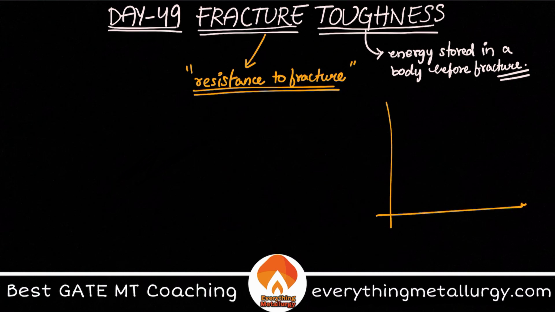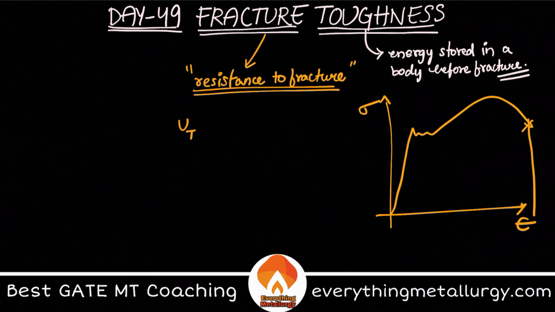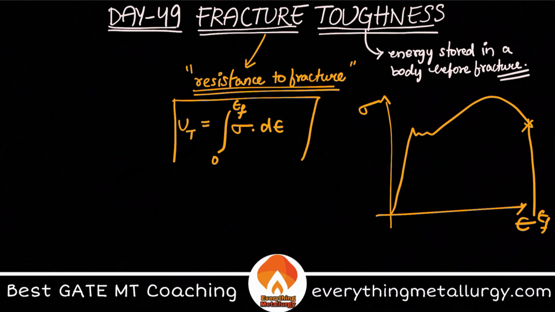So how to calculate toughness? Simple, right? We know it is nothing but the area under the curve until fracture. This is nothing but my stress strain curve. So in other words, it can be written as U_T equals the integration from 0 to epsilon f, where epsilon f is the final strain, or the strain at the fracture point, of sigma d epsilon. This is how you can actually calculate it.